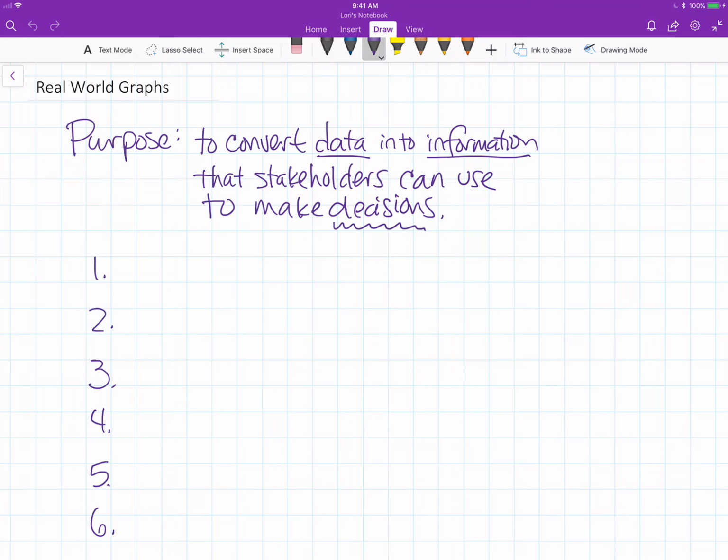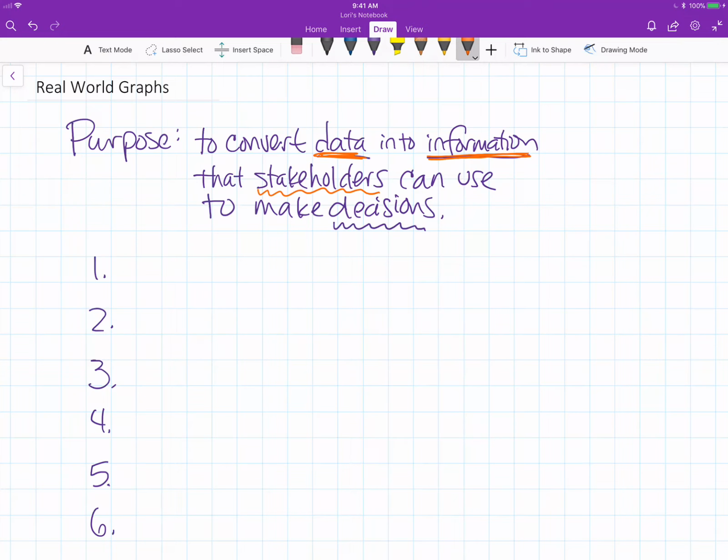As we're going through this topic, I want you to hold one thing in your mind, and that is the purpose of making a graph. Anytime we are creating descriptive statistics, and graphs are part of that, our goal is to convert data, all those individual little points of information, into more collective information that can be used by a stakeholder to make some kind of decision. And stakeholders can be a really wide variety of people.